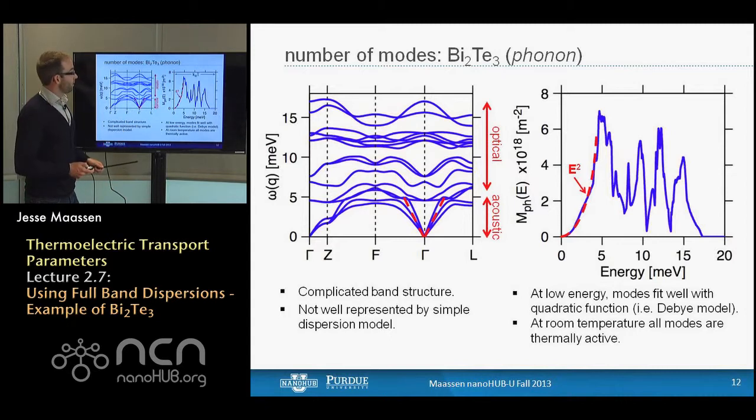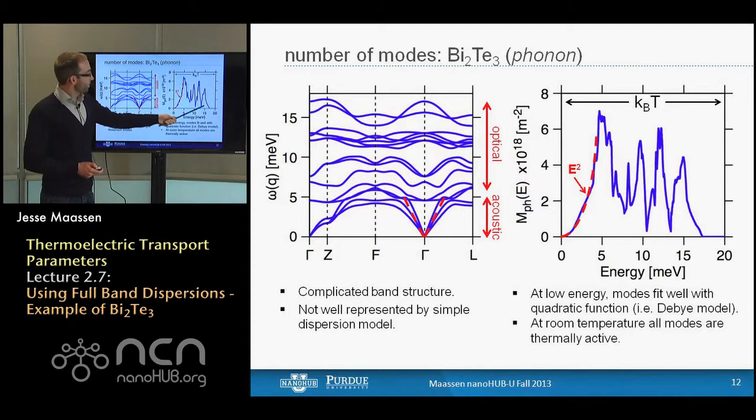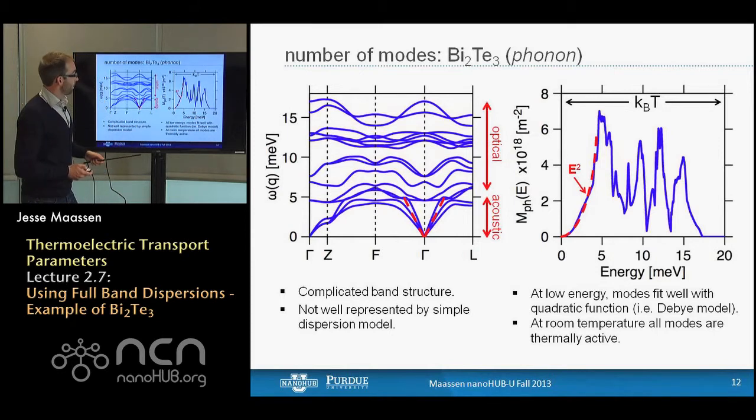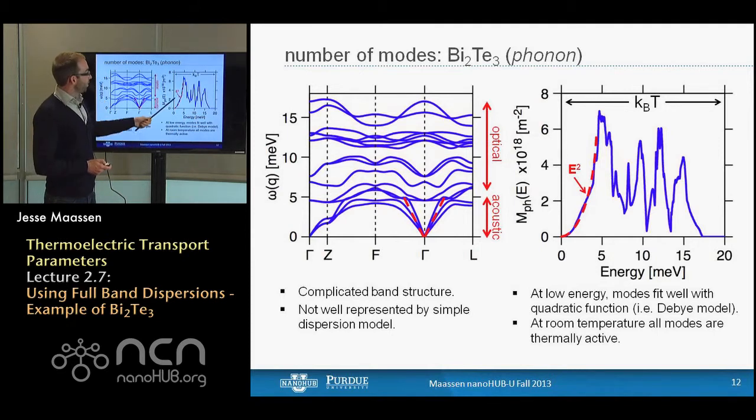Like I mentioned earlier, kT is 25 millielectron volts. But look at this band dispersion. This is less than 20 millielectron volts. So this is not like electrons. So if you wanted to represent phonons with a simple model, really all of this blue curve, essentially all the phonons here are going to be thermally active and contributing to transport. So it's difficult to justify how you could represent all of this essentially through a function that goes as E squared. So for accurate calculations, we find that actually you need to calculate the detailed structure of the modes here.